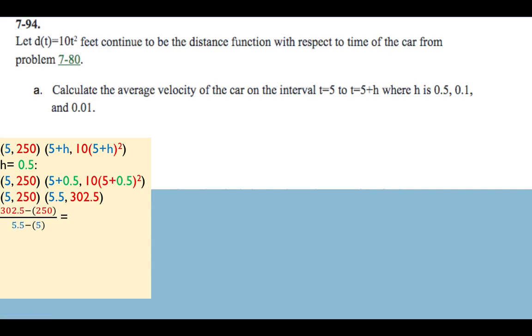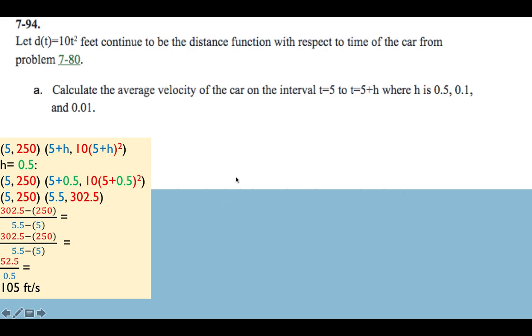Change in y over change in x. Remember, the y's always go on top of the slope formula. You don't have to rewrite that. But when you do that calculation, you get 52.5 divided by 0.5. And we get 105 feet per second. Don't forget your unit. Remember, this was going in feet. And our time, I'm just going to tell you it's seconds, because this is from a previous problem.